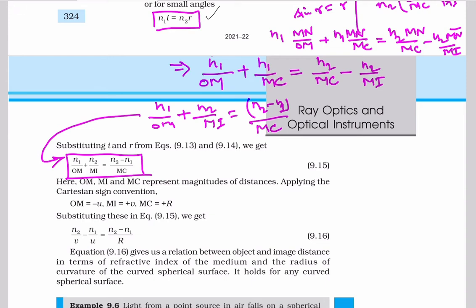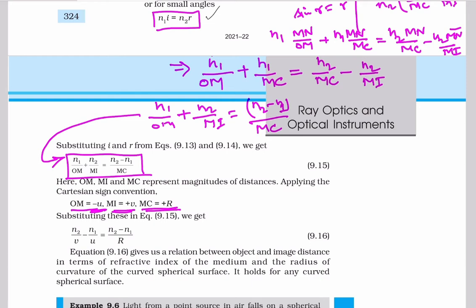So OM is the distance of object from the spherical surface, that is in the direction opposite to the direction of the incident ray. That's why it is negative, that is minus u. And Mi is the distance of image from the spherical surface and it is in the direction of the incident ray. That's why it is positive, and MC is the radius of curvature, that is also positive.